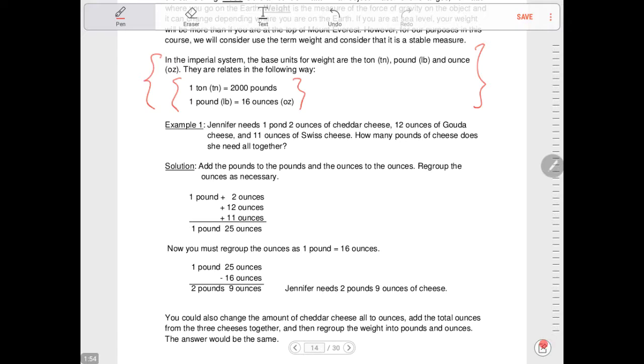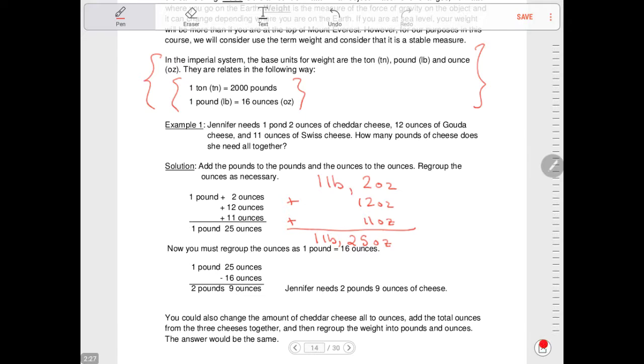In this question, you have to add up how much cheese this person has. They have 1 pound 2 ounces, plus 12 ounces, plus 11 ounces. That's fine, and we could easily add that up. You're going to get 1 pound and 25 ounces. And theoretically, that answer is right. But they want you to regroup, and here's what I'm trying to say to you.